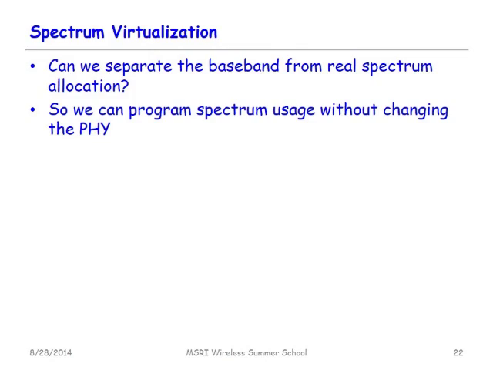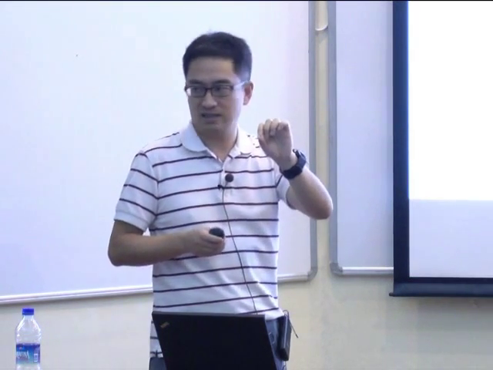So the idea of spectrum virtualization is to ask the question: can we really separate the baseband from the spectrum, the radio band, meaning the spectrum you transmit over the air? Is there a way to decouple these? If we can do this, then we only add an interface between the baseband and the radio frequency to do this dynamic programming without changing the physical layer design. So that's the basic idea.